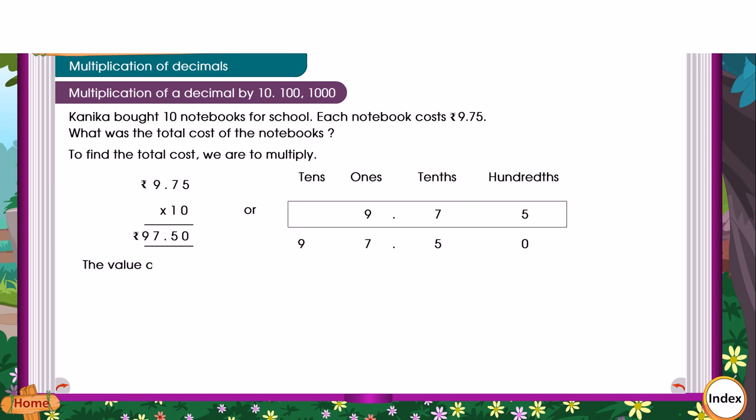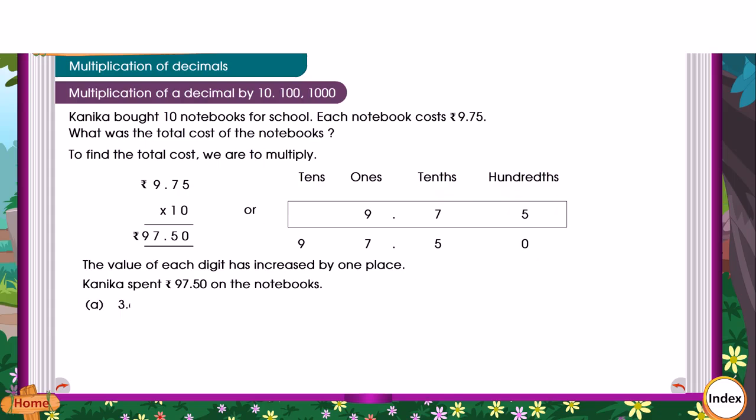or the value of each digit has increased by one place. Kanika spent rupees 97.50 on the notebooks. A. 3.68 into 10 is equal to 36.8. Value of each digit has increased by one place, that is 10 times.